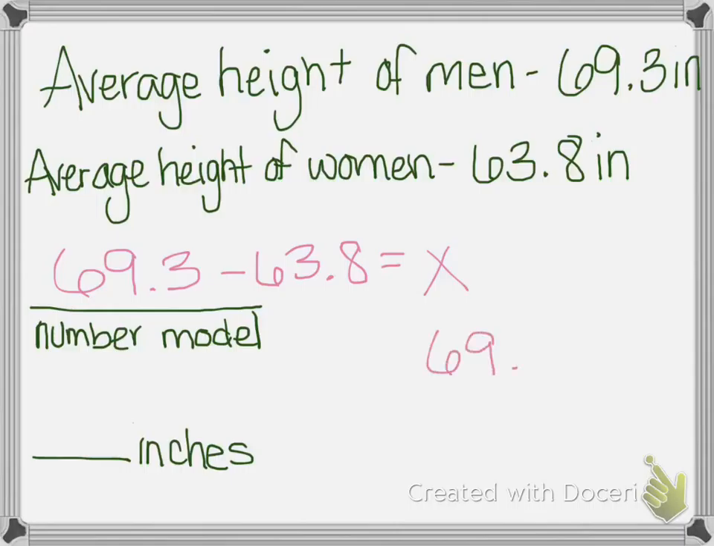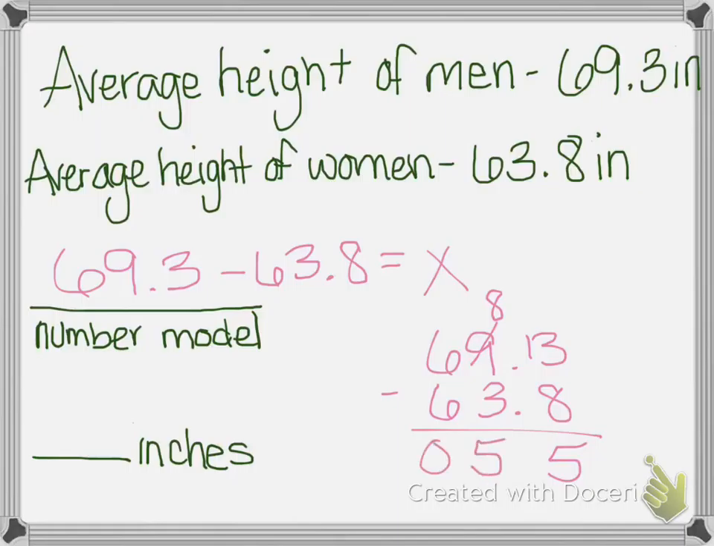So the biggest thing when subtracting decimals is to make sure to line them up. 3 minus 8 we can't do, so we have to borrow. 13 minus 8 is 5. 8 minus 3 is 5. 6 minus 6 is 0. So the average man is 5.5 inches taller than the average woman.